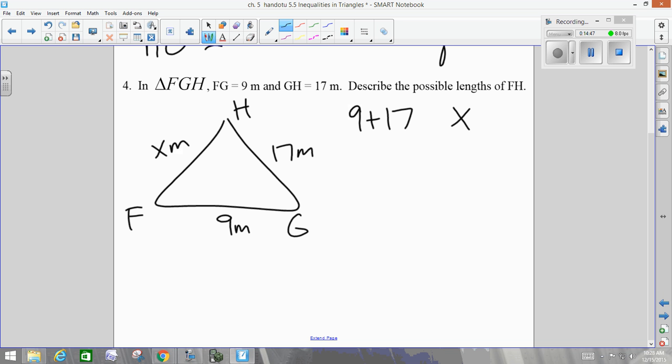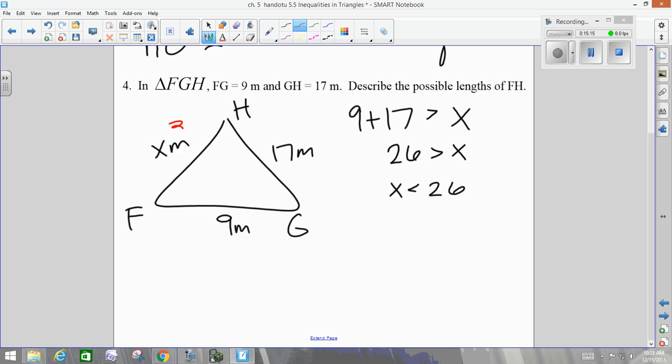Bigger, right? The smallest 2 sides would have to be greater than X. So what's 9 plus 17? 26. So this is saying 26 is greater than X. Or if you read it backwards, x is less than 26. So if 26 is the longest side of the triangle, it has to be anything less than 26. X is the biggest side.